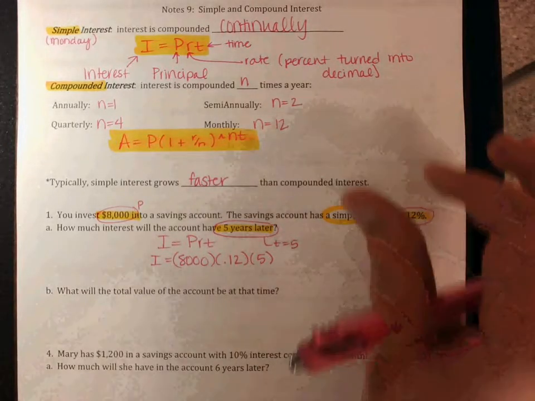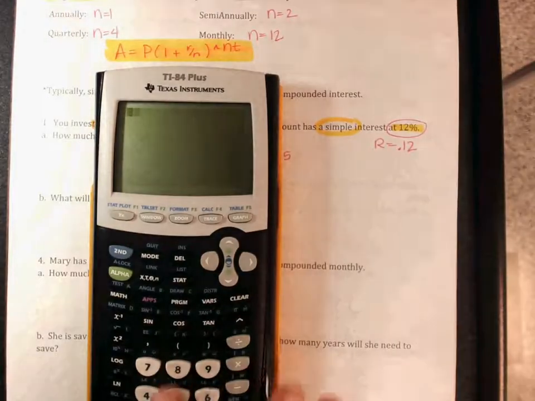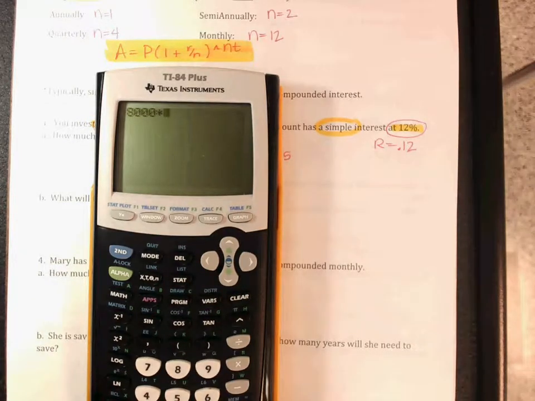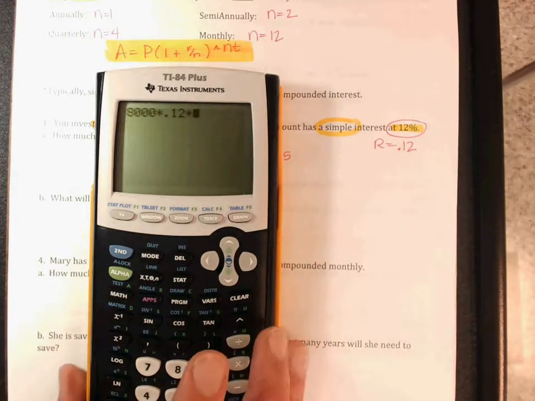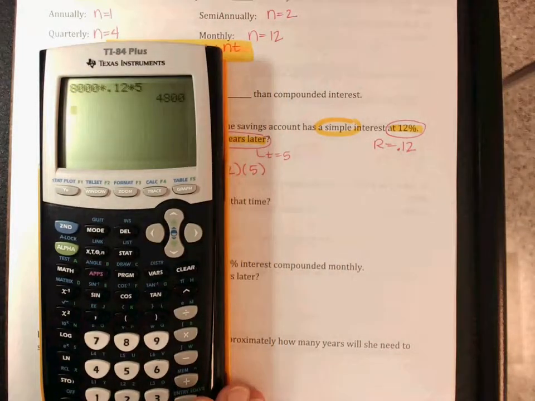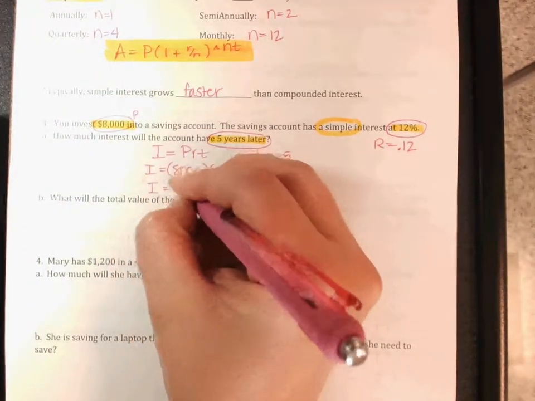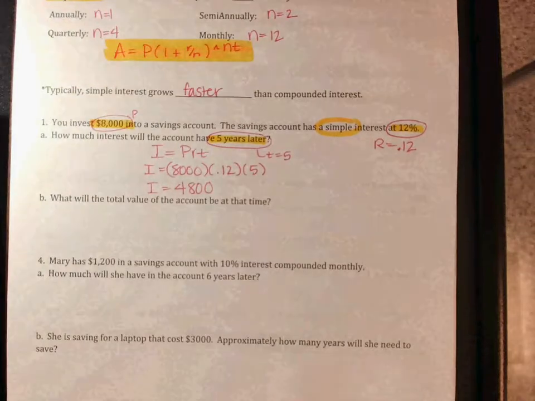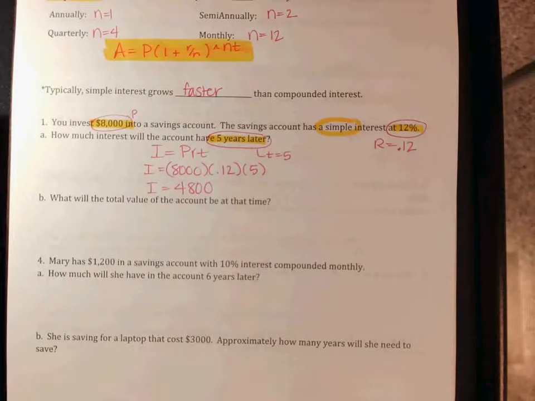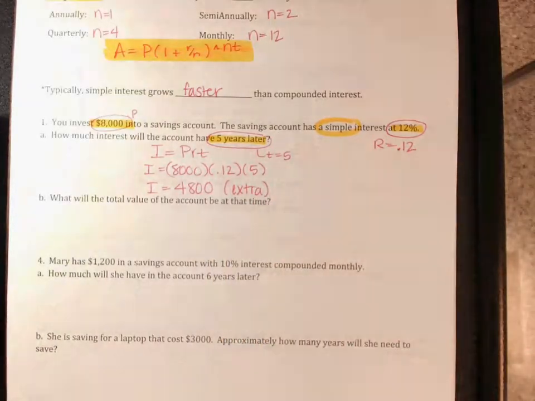From there we're going to multiply all of that out using our calculator. So hopefully you have that written down. I'm going to put my calculator up here. So it would be 8,000 times 0.12 times 5 years. And when I type all of that in, I get $4,800. Now remember, if $4,800 is my interest, that is the extra amount that got added to my account.